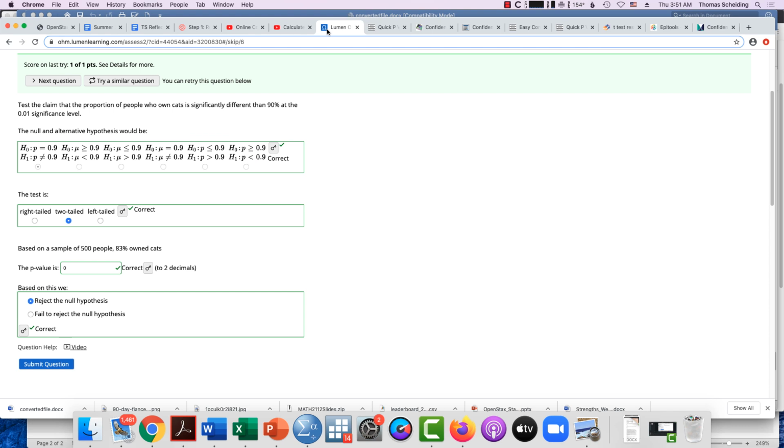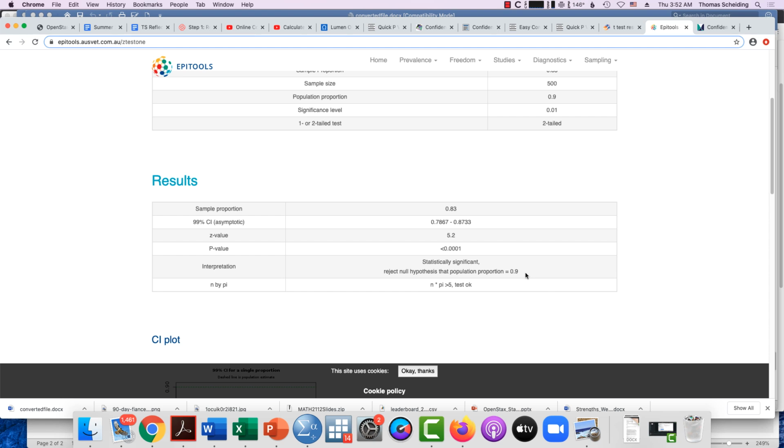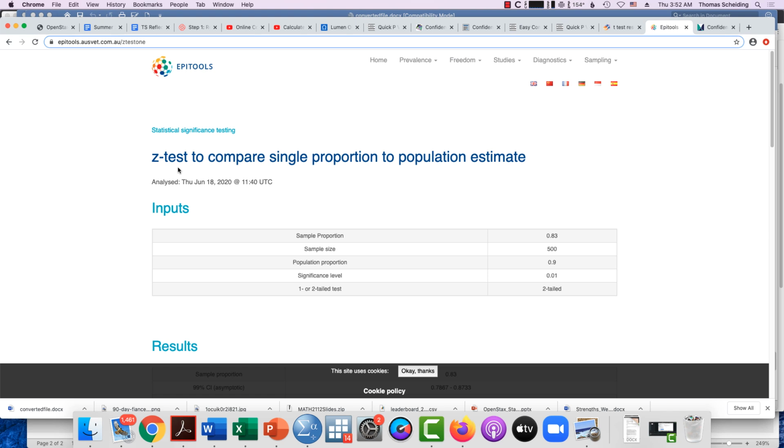And I tested that. 500 people, 83%. This is just the results. I could go back here and whatnot, but population proportion was 90%, significance level 1, 2. What I like about this is that the answers it gives you, you'd have to be, I don't know, really sleepy, really drunk, something to get this wrong, because it's already told me I can just reject the null hypothesis, which is what I did. So that, again, would be z-test to compare single proportion to the population estimate.